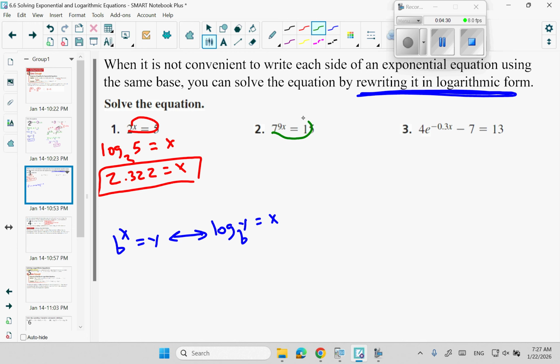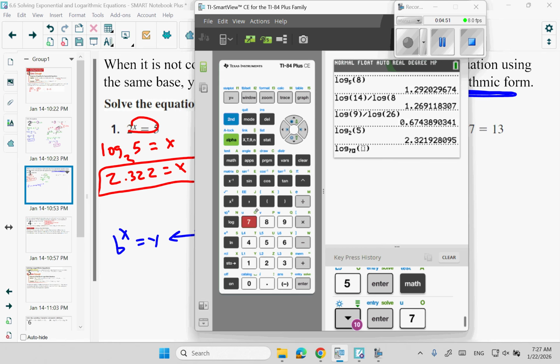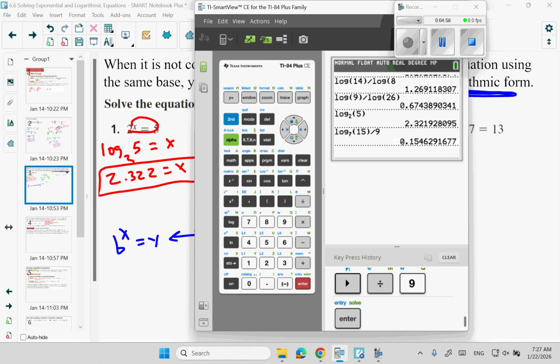Here, same idea. I would get log base 7 of 15 equals 9x. My x isn't by itself, so I would divide by 9 at the end. But I could type this whole thing in my calculator because that's all just numbers. So, math A, log base 7 of 15 divided by 9. We get 0.155.